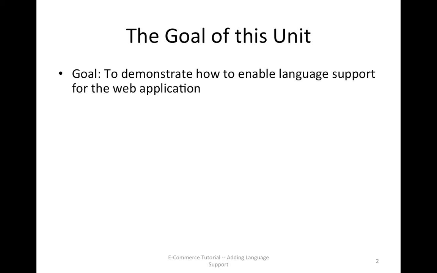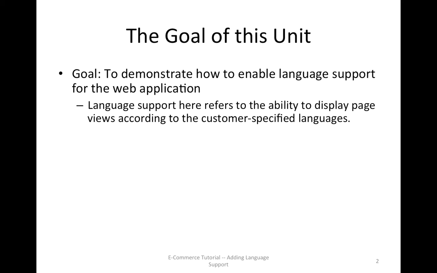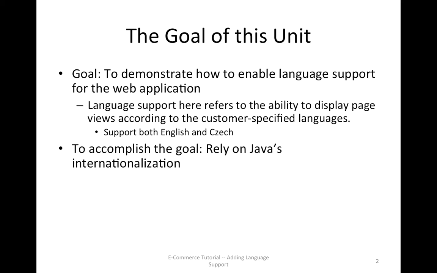The goal for this unit is to demonstrate how to enable language support for the web application. Language support here refers to the ability to display page views according to the customer-specified languages. According to the Affordable Beans application customer requirement, the customer wants to support both English and Czech for the website page view. To accomplish this goal, we need to rely on Java's internationalization functionality.